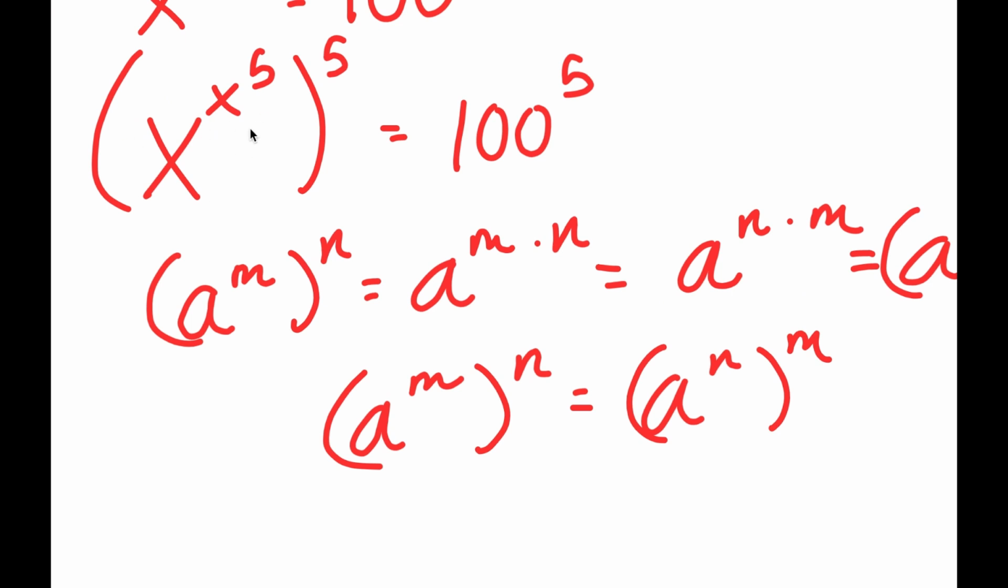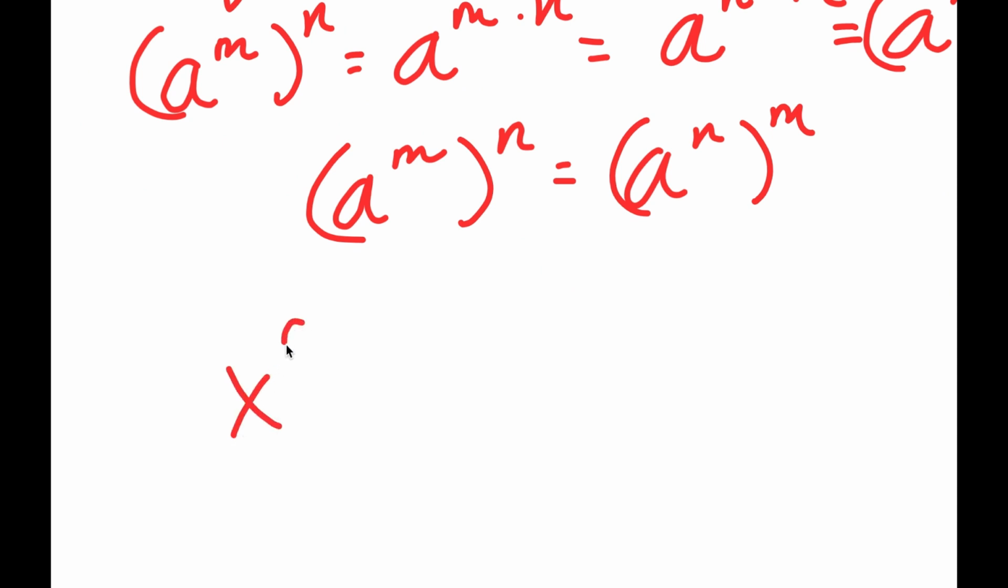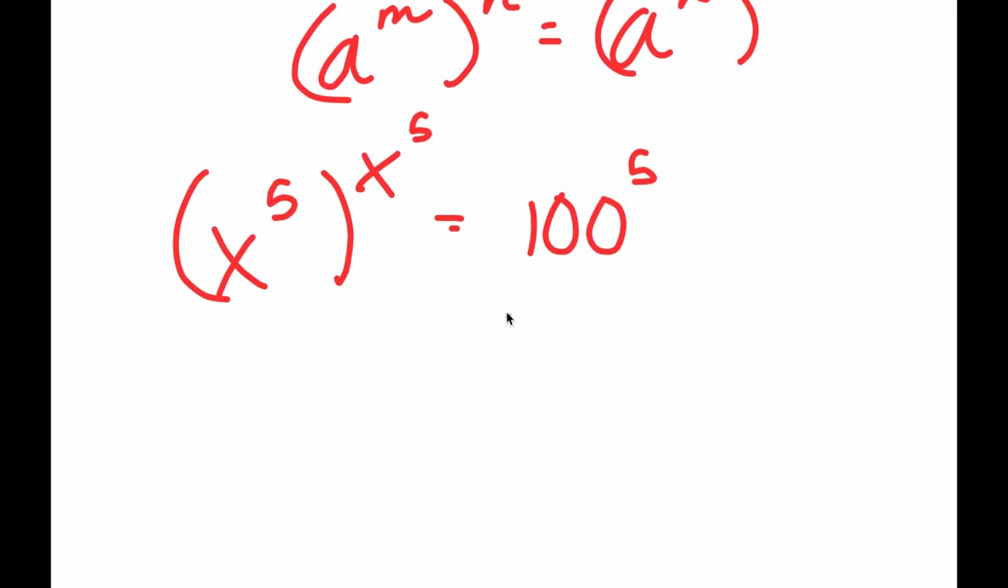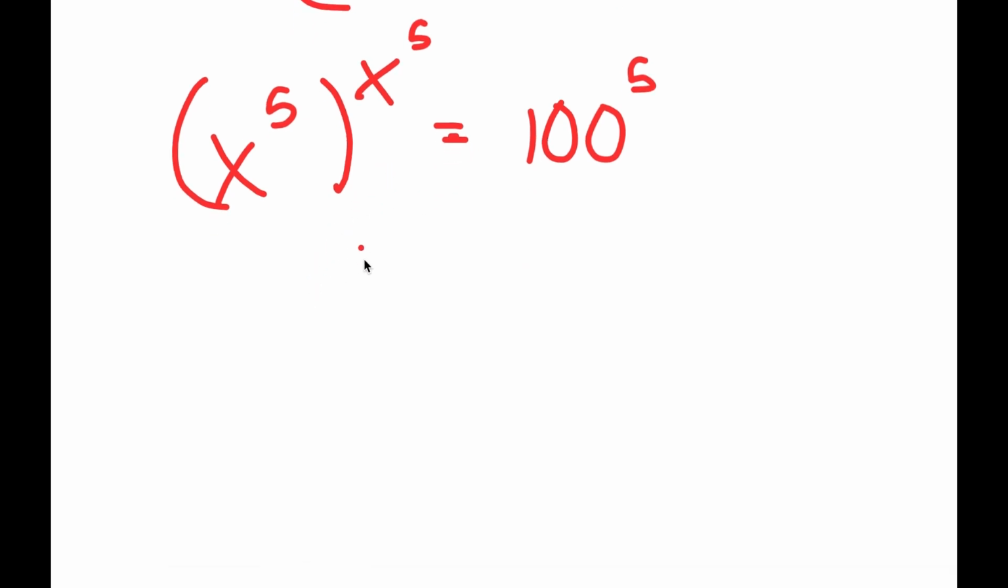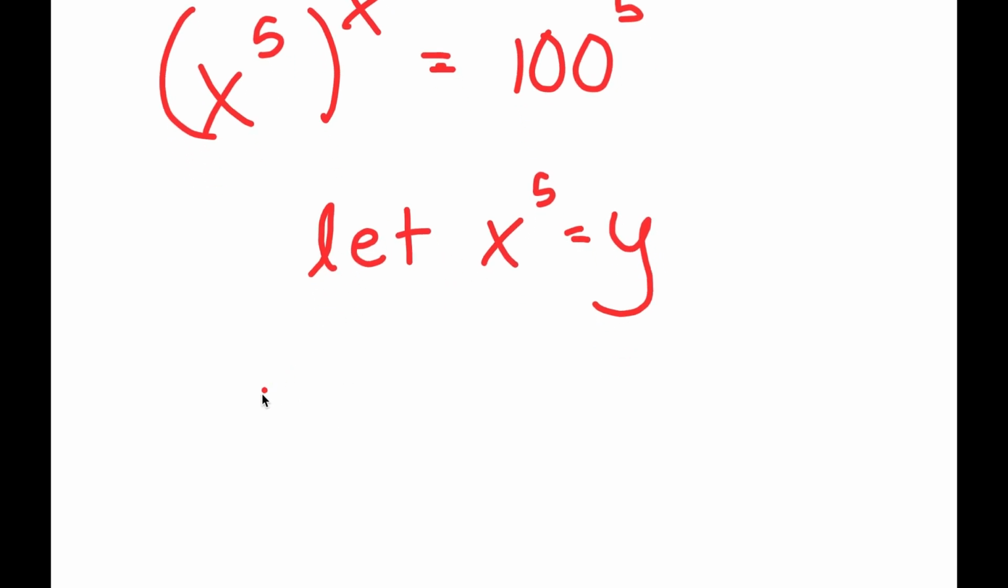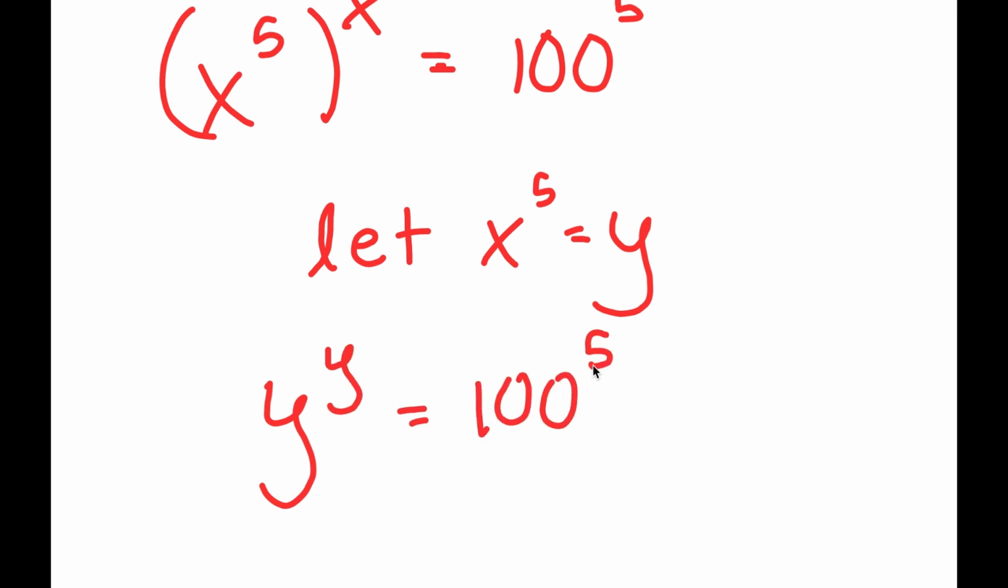So knowing this, for x to the power of x to the power of 5 to the power of 5, I can think of x to the power of 5 as m and 5 as n. So if I switch the place of these two, I get x to the power of 5 to the power of x to the power of 5 is equal to 100 to the power of 5. Now, from here, I'm going to let x to the power of 5 equal the variable y. So if I substitute in y for x to the power of 5, I get y to the power of y is equal to 100 to the power of 5.